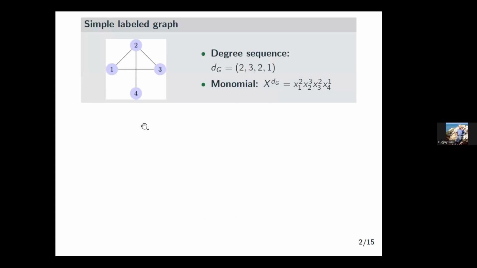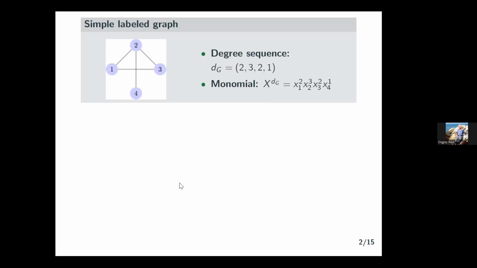Here is one example of a simple labeled graph with vertices 1, 2, 3, 4. The degree of a vertex is the number of neighbors of it. So the degree sequence is the degrees of 1, 2, 3, 4. In this example, it is 2, 3, 2, 1. To each graph, we associate one monomial, obtained by taking the product of x_i to the power d_i. So in this case, it is x1 squared, x2 cubed, x3 squared, and x4.